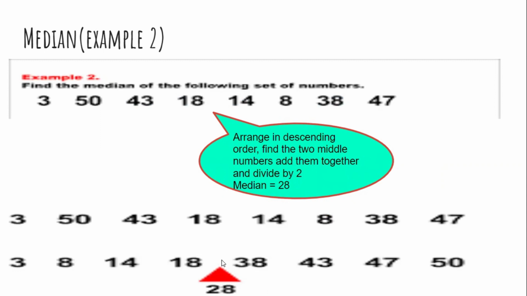Remember, when the numbers are even, what do we do? We find the 2 middle numbers, add them together, and divide by 2. In this instance, we get the number 28, and 28 becomes our median.